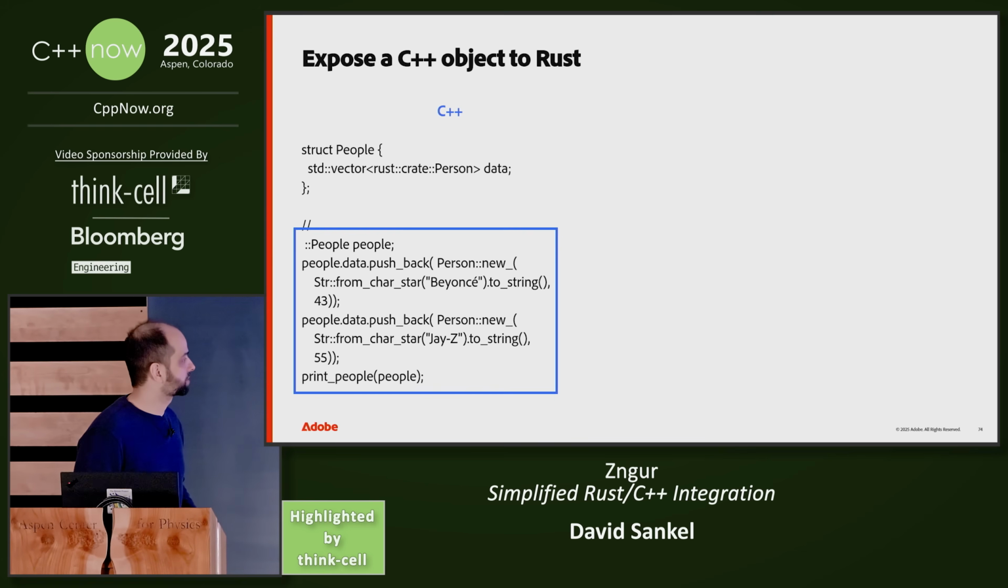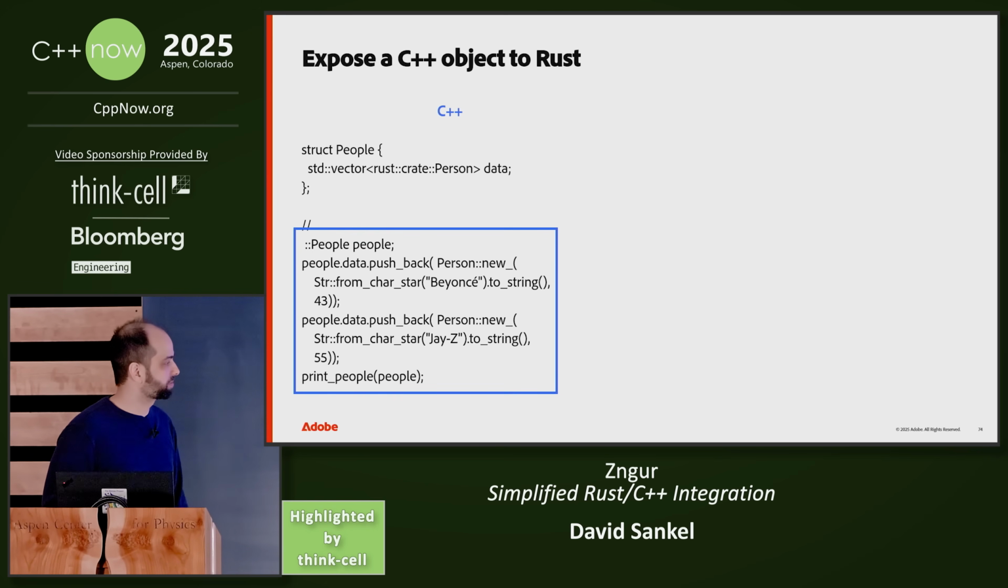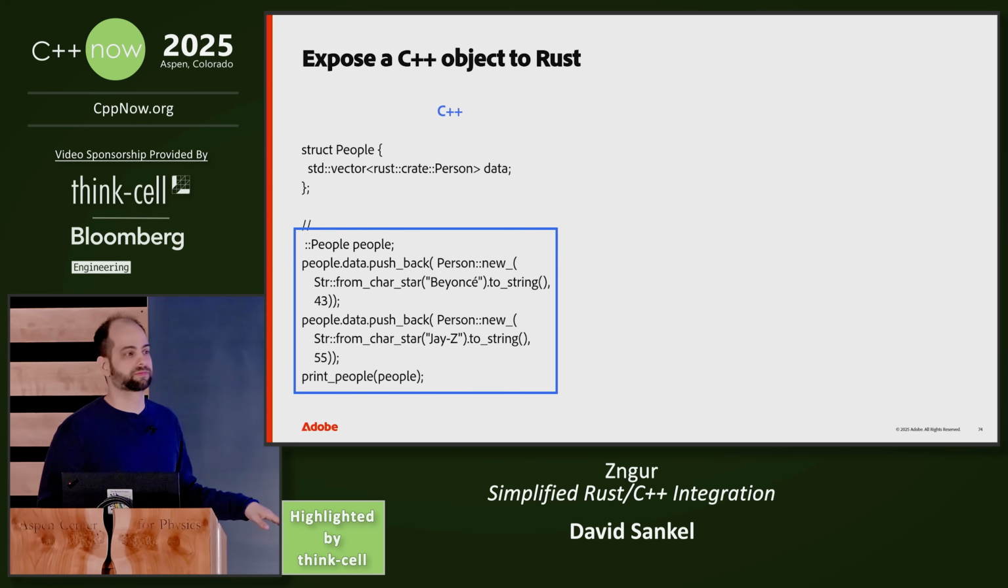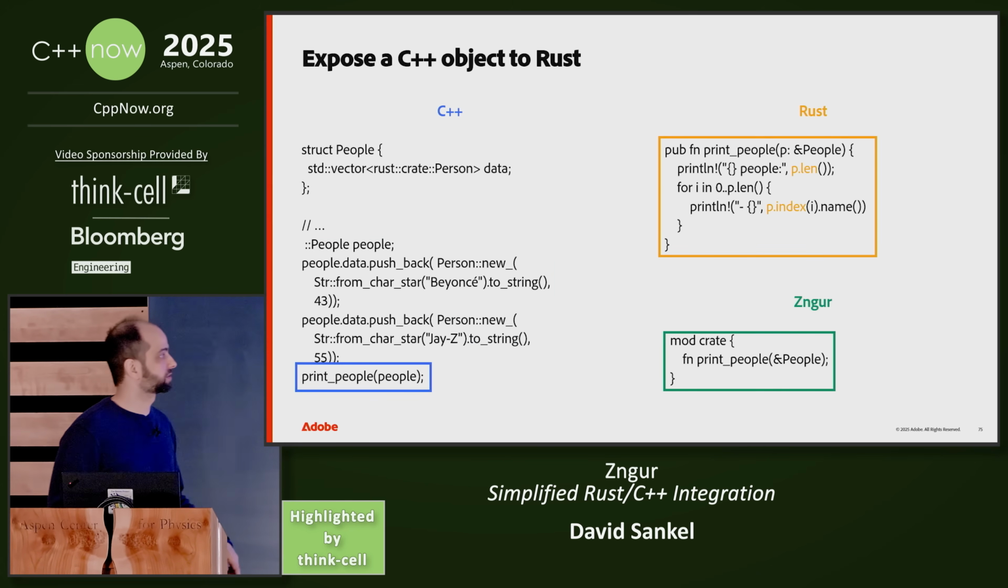And here we're using this. We just create a new object in C++. We push back a couple of different people, Beyonce and Jay-Z. And then we call print_people, which is a Rust function with the C++ object.